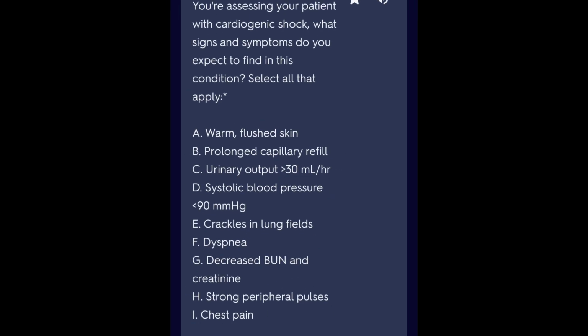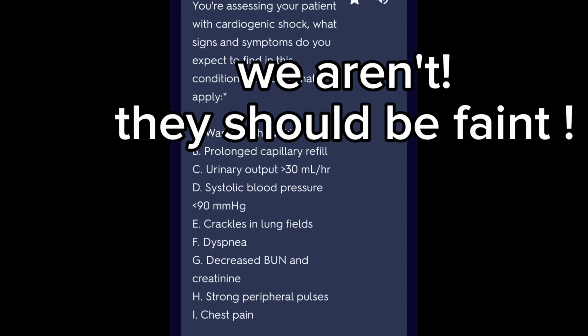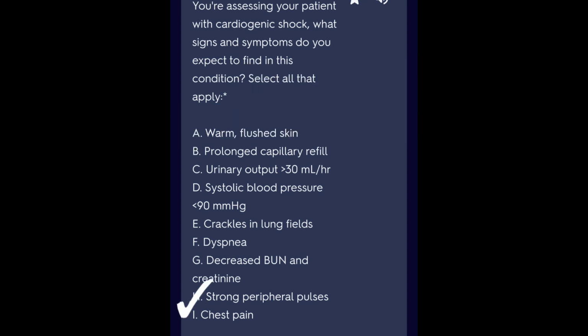You're assessing your patient with cardiogenic shock. What signs and symptoms do you expect to find in this condition? Select all that apply. A, warm flushed skin. That is not okay. That is wrong, because it's supposed to be cold and clammy. Prolonged capillary refill. That is okay. Urinary output over 30 mL per hour. That is wrong. We're supposed to be having oliguria. Systolic blood pressure less than 90. That is right. Crackles. That is right. Dyspnea is right. Decreased BUN and creatinine. That is wrong. We're expecting weak peripheral pulses and chest pain. Those are right answers.